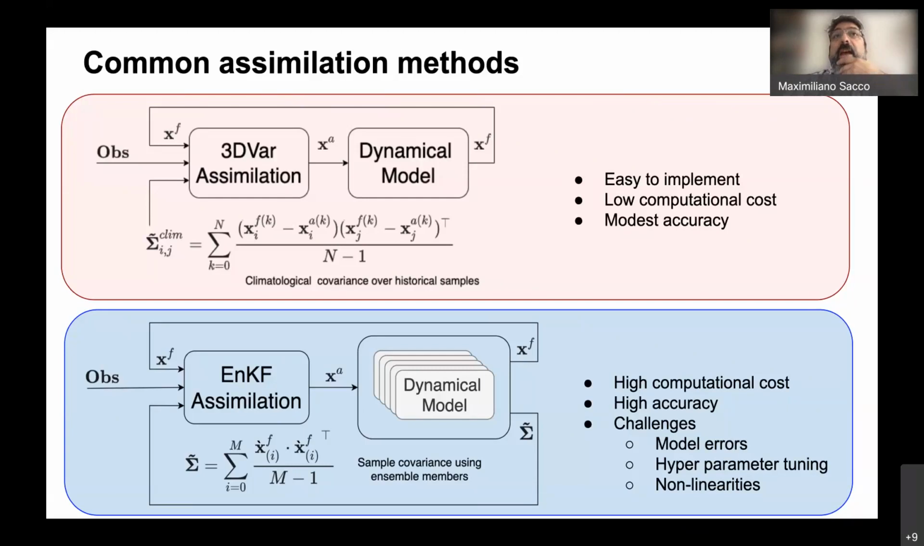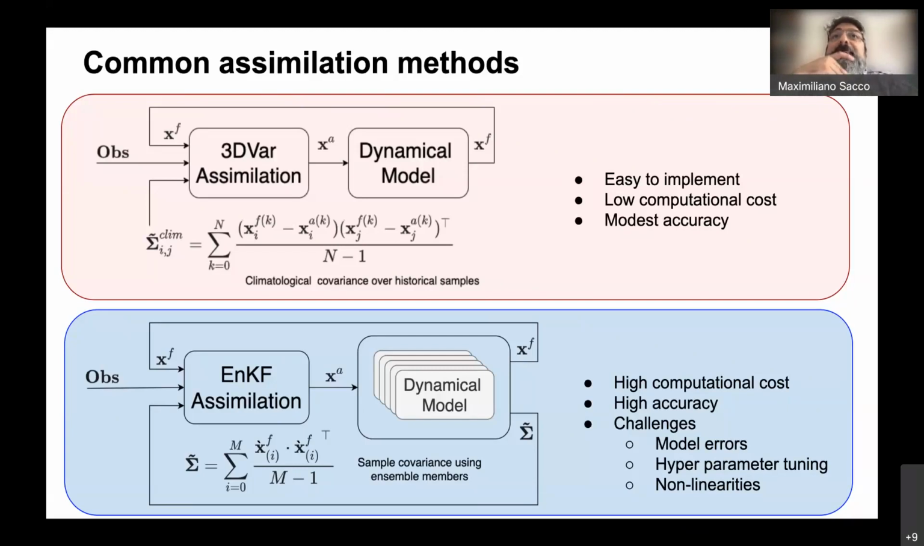Massimiliano, I would suggest that you speak slowly and keep close to the mic, because the bandwidth is not very good, so it's not so easy to understand you. Okay.